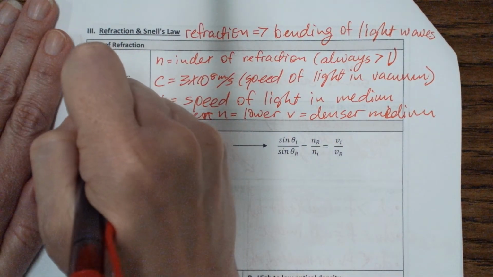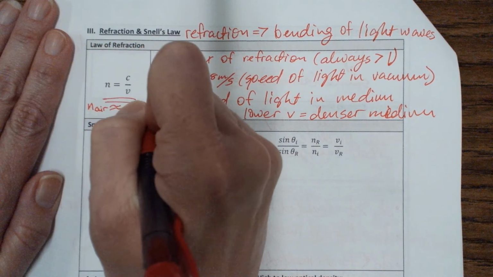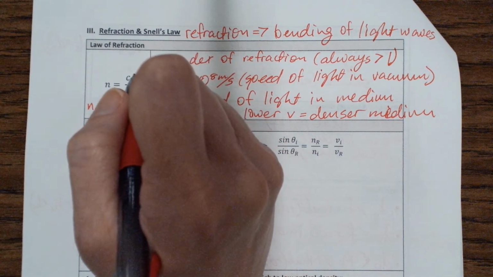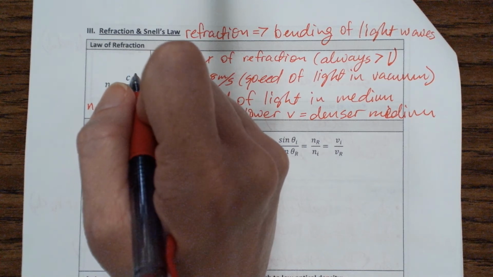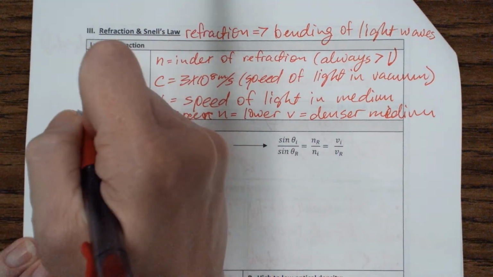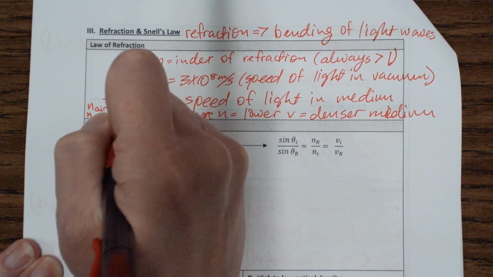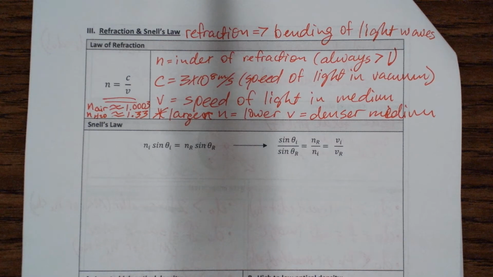The n of air is approximately 1. It's actually 1.0003, I believe. Let me check my constant sheet. It's on there. Yeah, 1.0003. So it's almost 1, okay? And the n of water is also on your formula sheet, and it's about 1.33. Those are two that you might need for your homework, and they're also on your constant sheet.